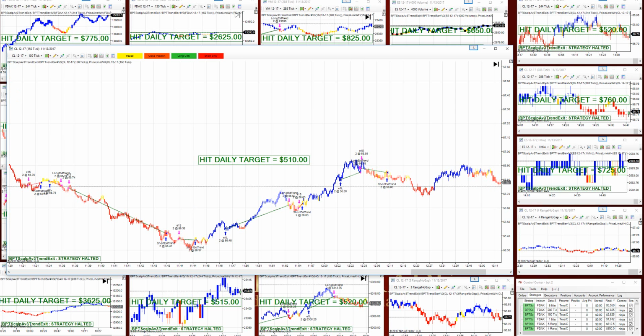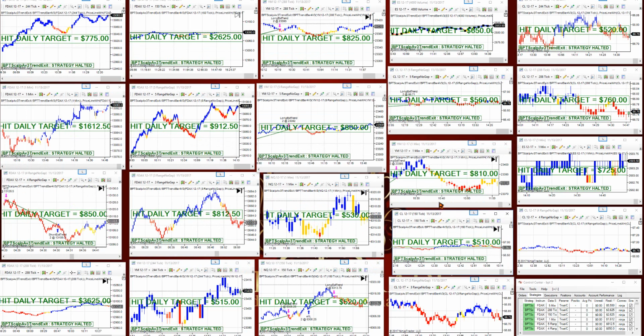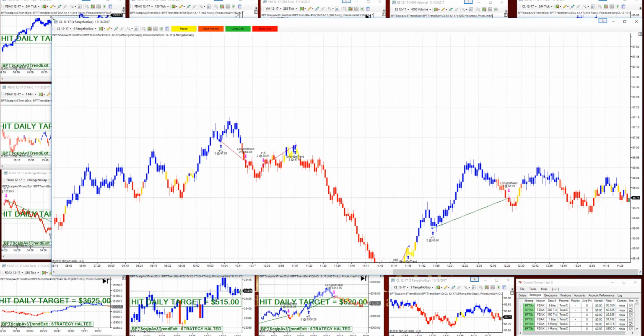Let's look at another CL to see, and this is 150 ticks, it's not a big deal, but let's look at another CL as an example on a 4 range.